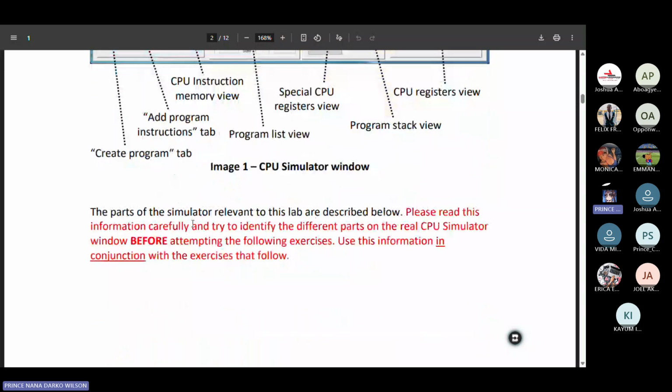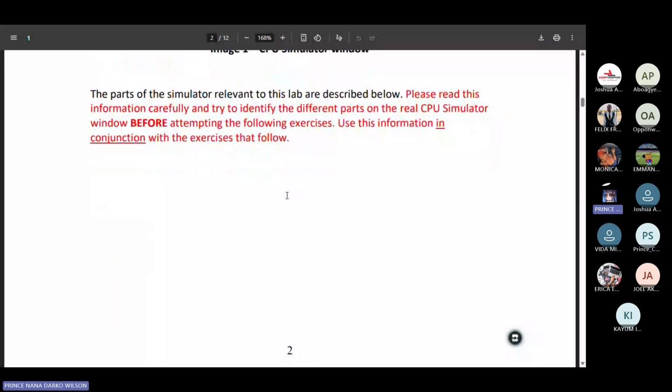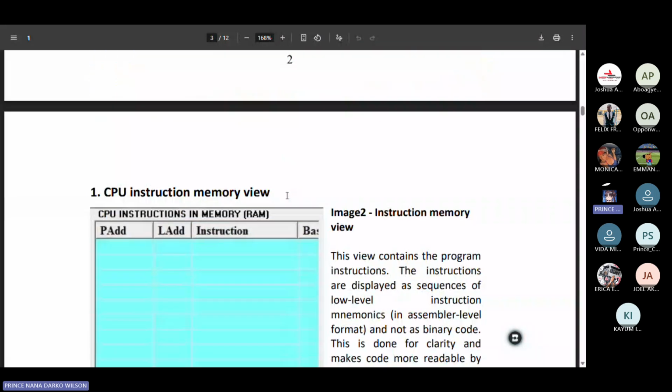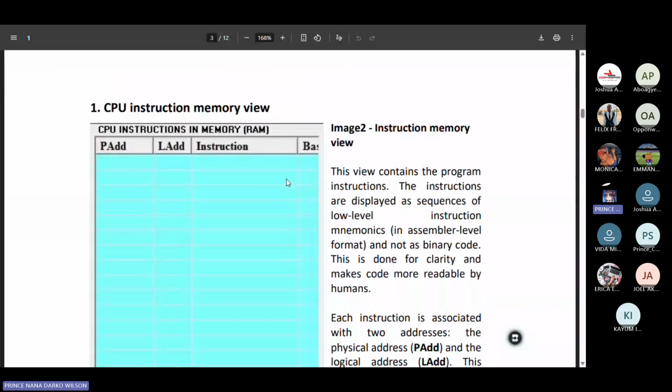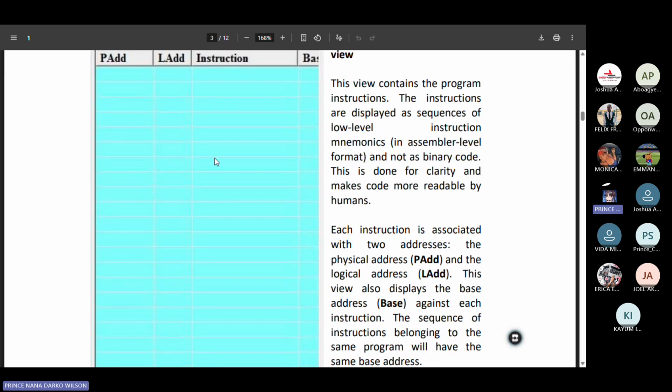It says the parts of a simulator relevant to this are described below. Let's read this carefully before we identify the parts properly. There's an exercise that follows, which you may not be able to do. However, I believe some of you can do it, given the right amount of time. So let's start with the CPU instructions memory view and see what exactly it's about.